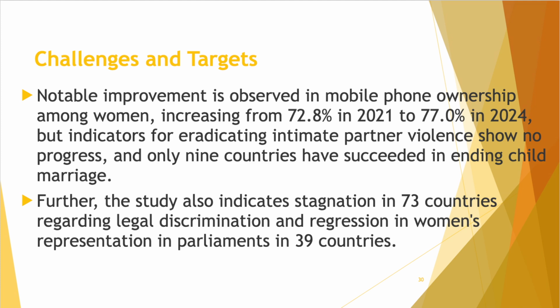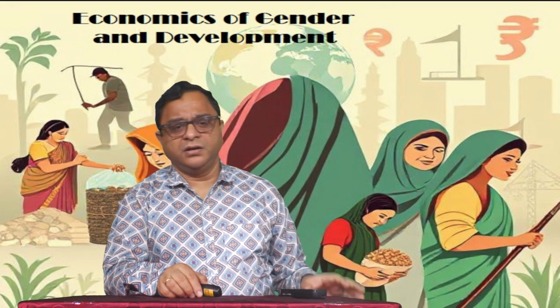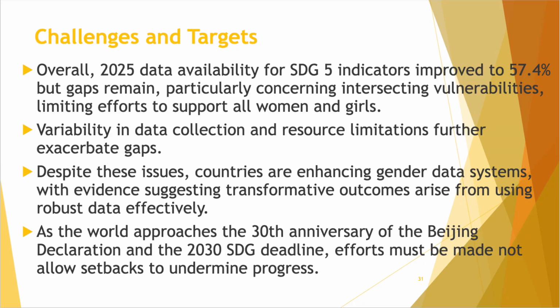Further, the study also indicates stagnation in 73 countries regarding legal discrimination and regression in women's representation in parliaments in 39 countries. So overall, 2025 data availability for SDG 5 indicator improved to 57.4%, but gaps remain, particularly concerning intersecting vulnerabilities, limiting efforts to support all women and girls. Further, variability in data collection and resource limitations exacerbate the gaps.